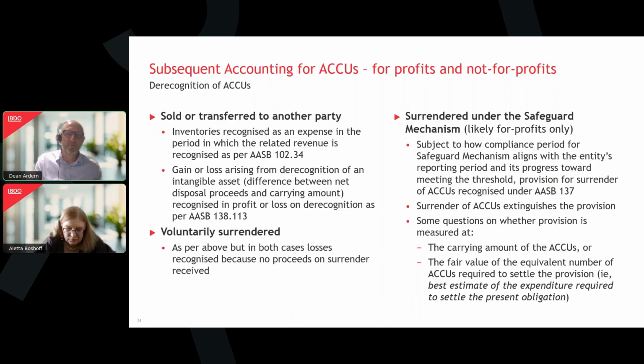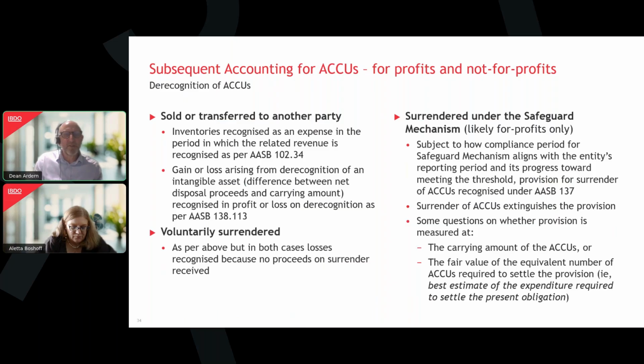the safeguard mechanism. So if it all lines up, say for example, your reporting period ends after your regulatory period, you might be putting in your books the fact that you've got an obligation that you might have to recognise in respect to surrendering them. That provision, when you actually surrender the ACCUs, would then be derecognised, as would your ACCUs.